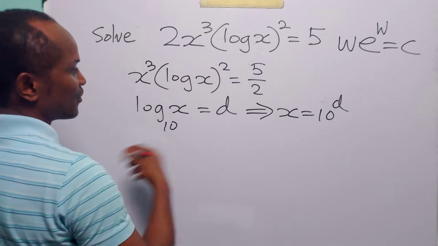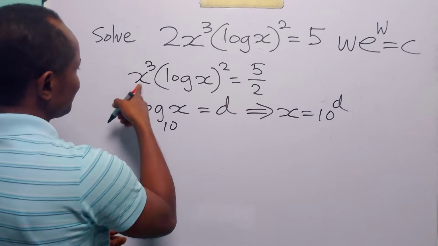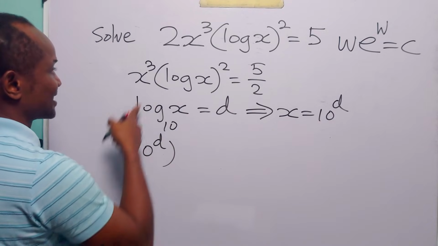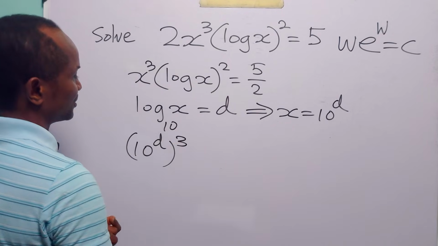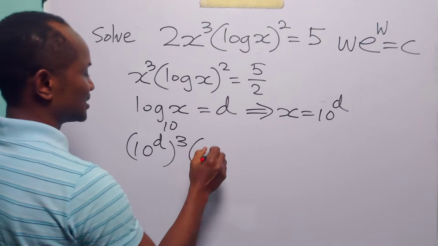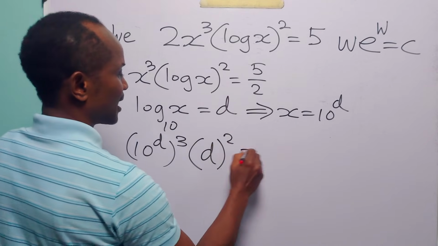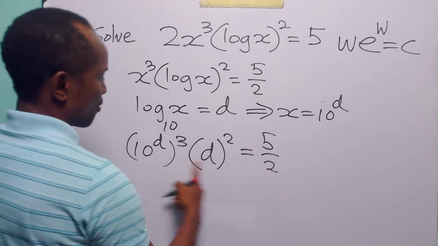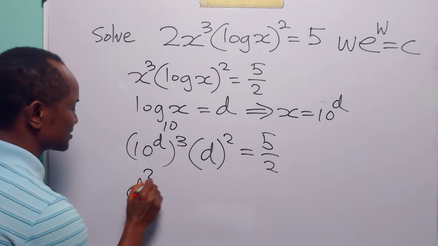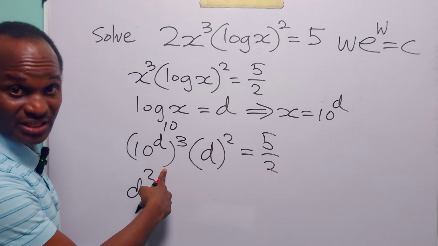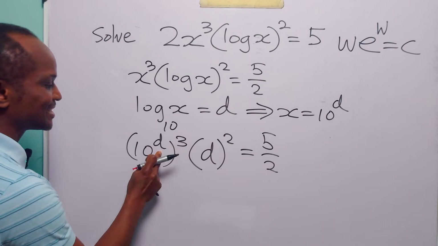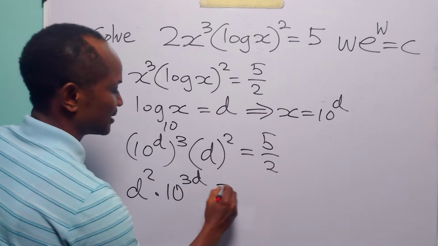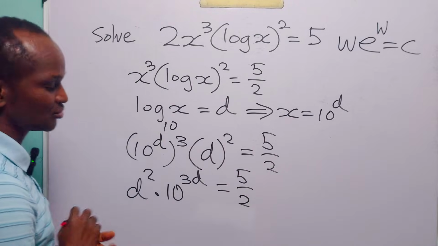Now, let us rewrite this equation in terms of d. Here we have 10 to the power d, which is x to the power 3. So this is cubed. And of course, log x is now d. So this is d squared. And on the right hand side, we still have 5 over 2. Now, we can write this equation as d squared times 10 to the power d cubed. Remember that to get rid of this bracket, all we have to do is to multiply these two powers. So we have 10 to the power 3d, and this is equal to 5 over 2.